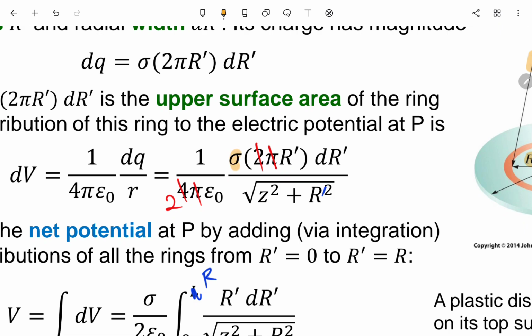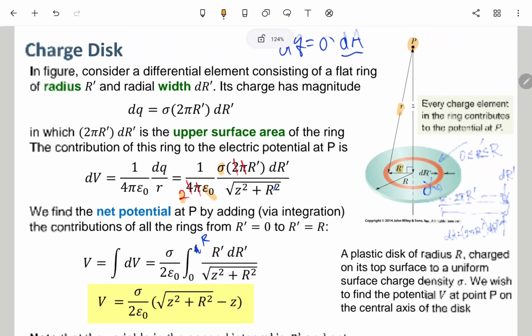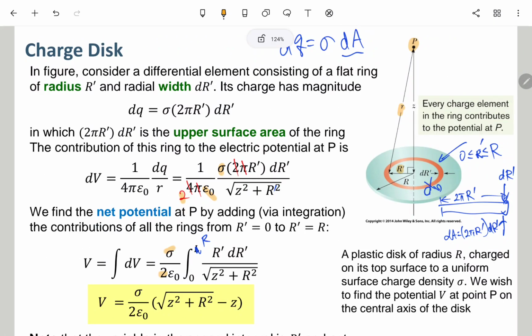So we have a sigma over 2 epsilon naught here. Okay, so it goes to here, and then R prime dR prime go to here, and then these square roots go to here. Okay, and here we also have this prime.